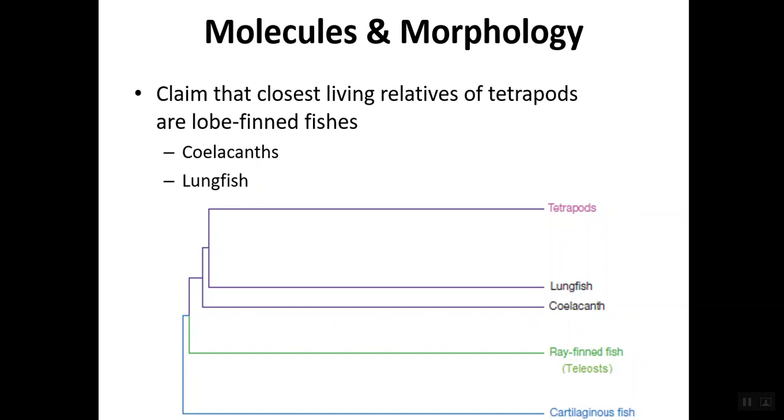And when scientists compared DNA at the molecular level of all these groups, tetrapods, the two living lobefin fish, as well as the rayfin fish and cartilaginous fish, they came up with a phylogenetic tree that is the exact same phylogenetic tree that had been constructed upon morphology. So as you can tell, many times molecular trees reinforce and confirm morphological trees.